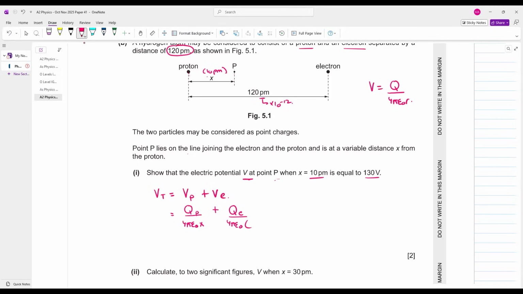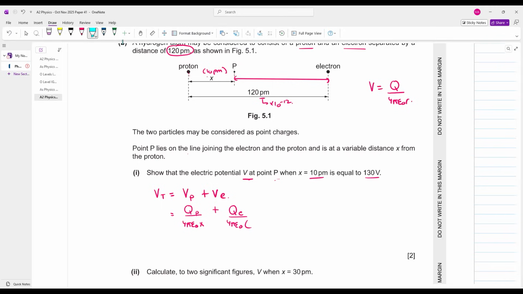If x is 10 picometer, what will be the distance from the electron to point P? If the total distance is 120 picometer and the distance from the proton to point P is 10 picometer, what will this remaining distance be? The one I have highlighted in pink.